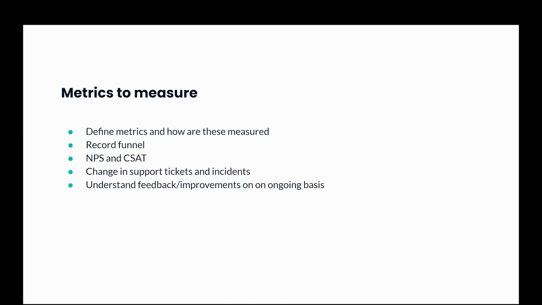Secondly, you can record the funnel. At what point does the customer drop off in using your product? It is a good indication of what step would need some improvement in your product. Has the NPS or CSAT changed? Has it improved? Has it not improved? That is a good indication of whether the feature was successful or not as well. Record if there is any change in support tickets and incidents, whether increased or decreased. That is a good indication of whether you're actually improving the CSAT or resolving a bug. Lastly, any qualitative feedback through different channels is also very important on an ongoing basis.